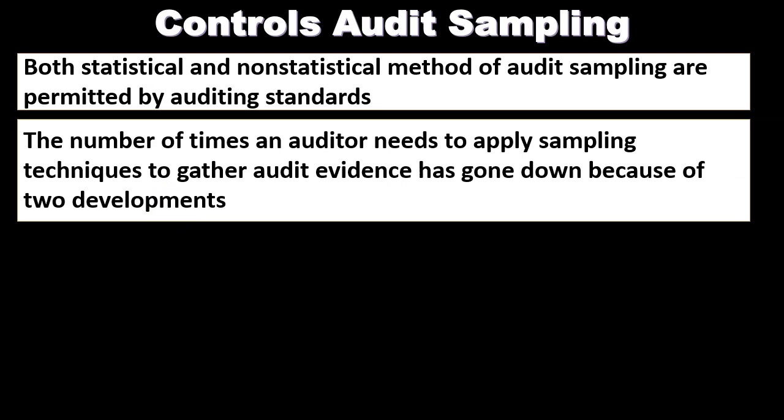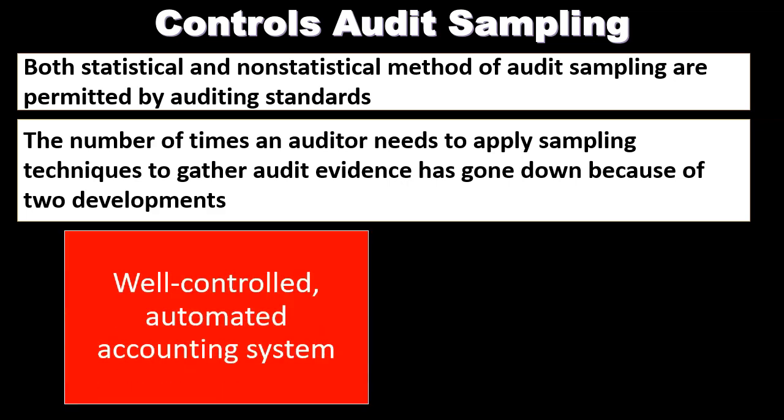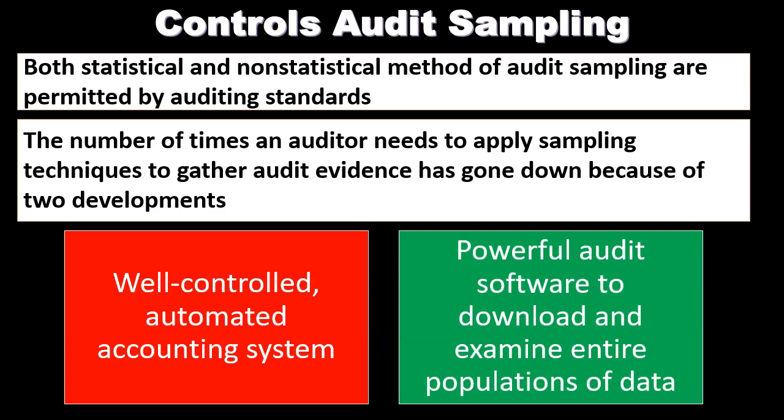The number of times an auditor needs to apply sampling techniques to gather audit evidence has gone down because of two developments: well-controlled automated accounting systems, and powerful audit software to download and examine entire populations of data. In other words, if we're testing types of items that are very repetitive in nature, and we have a well-designed computer system, then the computer system will be able to calculate that information with a high degree of accuracy. Whereas in the past, if it was done by hand, we would have to do more testing because it would be more likely that there would be errors.